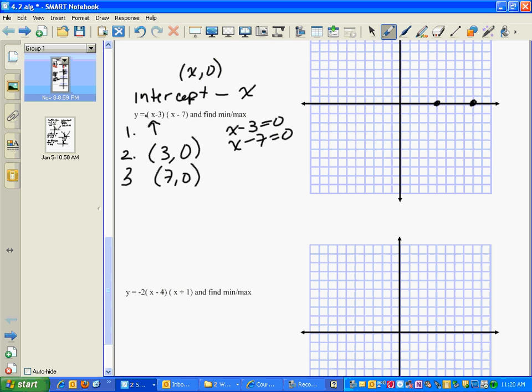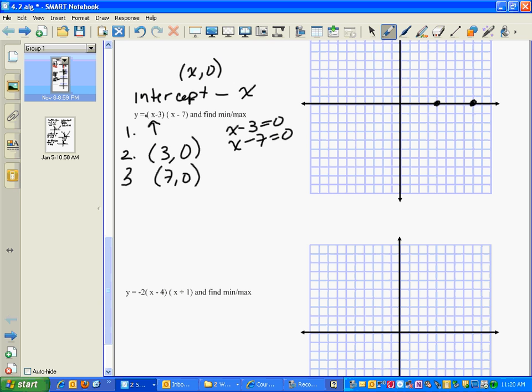Where, and I want you to raise your hand and not yell this out, where are you going to find the x value of your vertex? If these 2 points are reflections, where should the x value of that vertex fall? Maddie? Average. Good. Also known as, in mathematical terms, the midpoint. And how do we find the midpoint?